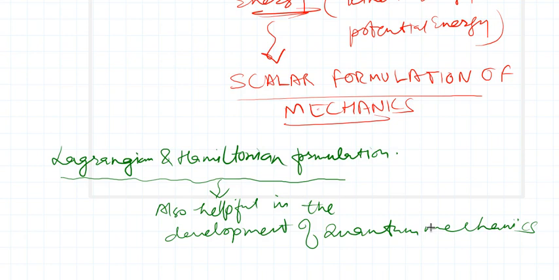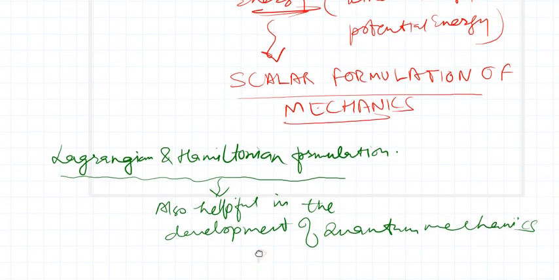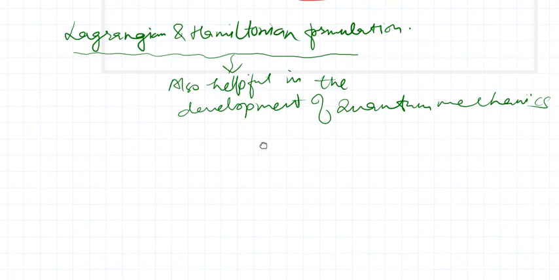As we have seen for the harmonic oscillator, x is equal to a sin omega t. Now the purpose is again the same. We can predict the behavior or trajectory of the particle or the assembly of particles. But we have to start with a scalar quantity, and that scalar quantity is energy. That's why the Lagrangian and Hamiltonian formulation is very interesting and makes our life simpler. It is easy to deal with scalars rather than vectors.